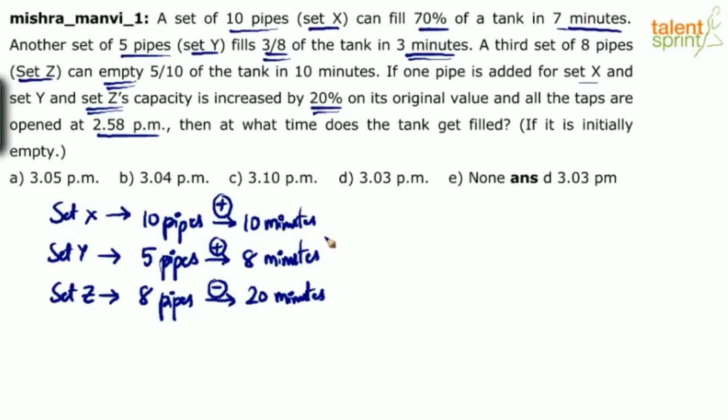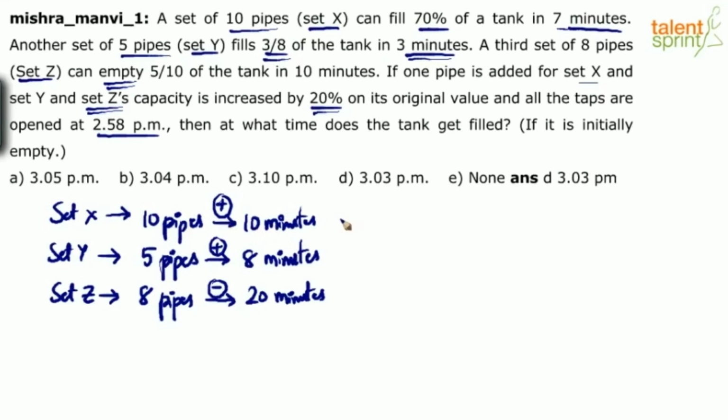So keeping that in mind, how do you get it? 10 pipes take 10 minutes. 11 pipes will take how many minutes? 10 into 10 by 11. Yes or no? You know that number of men into number of days is always constant, I mean, equal to the work. So here, number of pipes into time taken should be balanced on both sides.